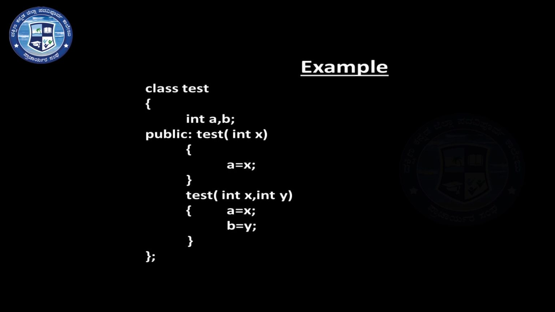And here we can see one more constructor, test with the two arguments x and y. This is initializing: the x value is given to A and the y value is given to B, end of constructor body. Here you can see two constructors. What changes can you see? The name should be the same, but it differs in the number of arguments. In the first constructor I can see only one argument, and in the second constructor I can see two arguments.